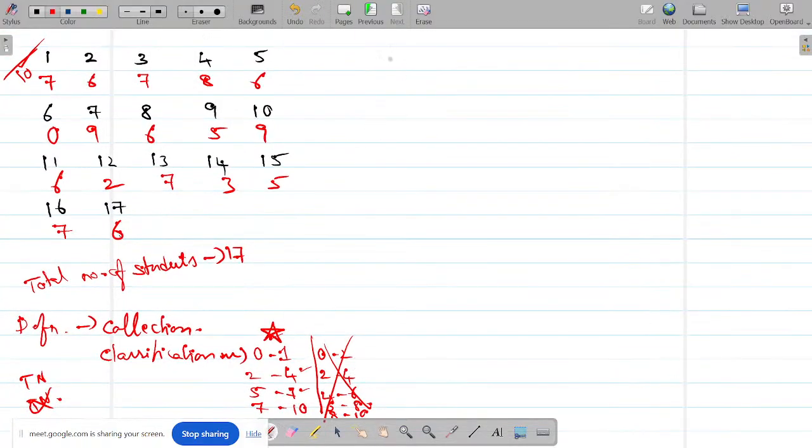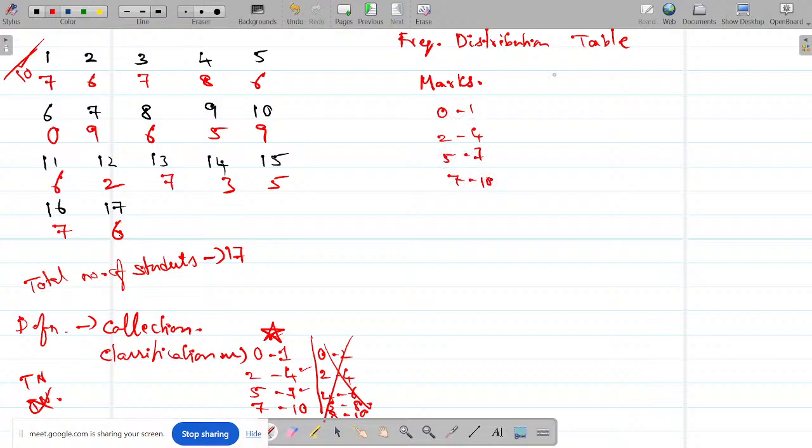Now I go for framing the frequency distribution table. What I'm doing here? Frequency distribution table. This is with respect to the marks, so I give the heading as marks. For this range of marks, 0 to 1, 2 to 4, 5 to 7, and 7 to 10, I'm going to give the number of students secured in this range. Number of students.